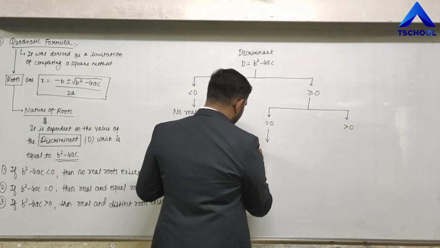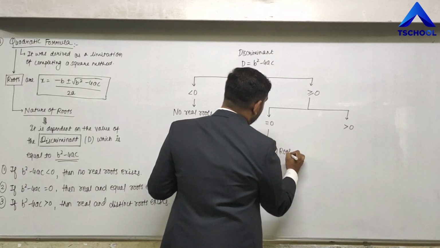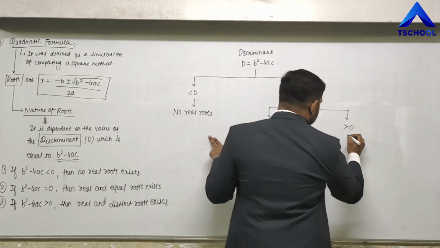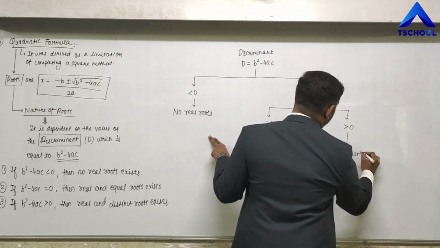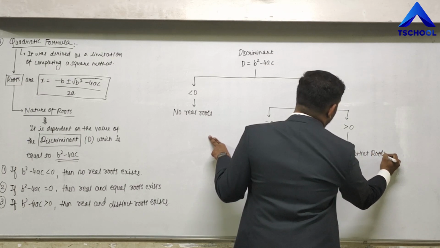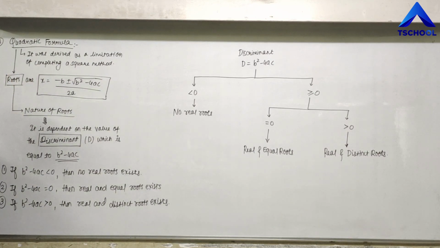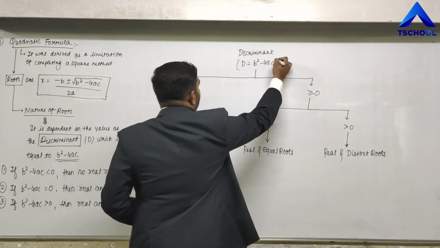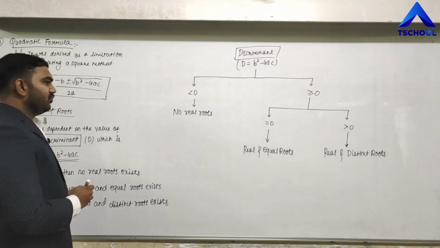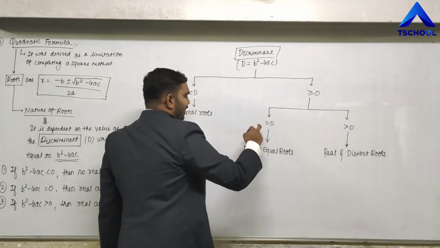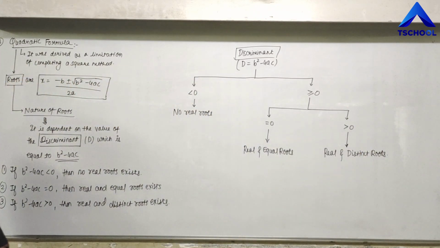If it is equal to 0, then real and equal roots. If it is greater than 0, then we shall have real and distinct roots, right? So you need to understand this tree: the value of the discriminant, that is b square minus 4ac. If it is less than 0, then no real roots. If it is greater than or equal to 0, again if it is equal to 0, then it is real and equal, and if it is greater than 0, then it will be real and distinct, right?